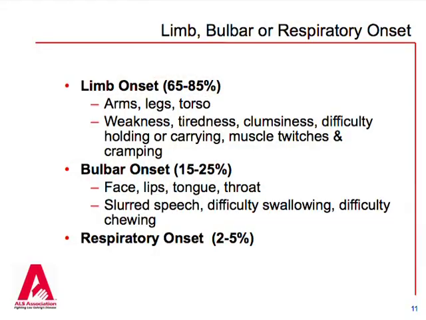If the muscles in the face and the throat are first impacted, then we refer to that as bulbar onset. Bulbar onset, bulb is the brain, and the brain looks kind of like a garlic bulb, so that's where they come up with bulbar onset. And so a person's first symptom could be slurred speech, as an example, or possibly they have difficulty chewing or swallowing. So those could be the first symptoms.